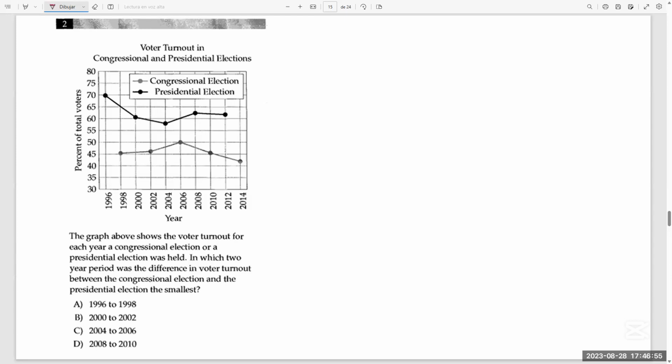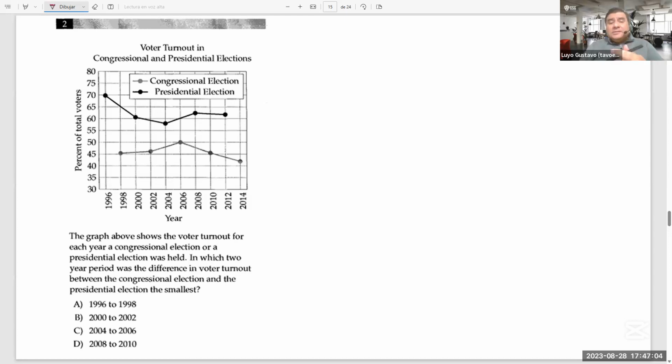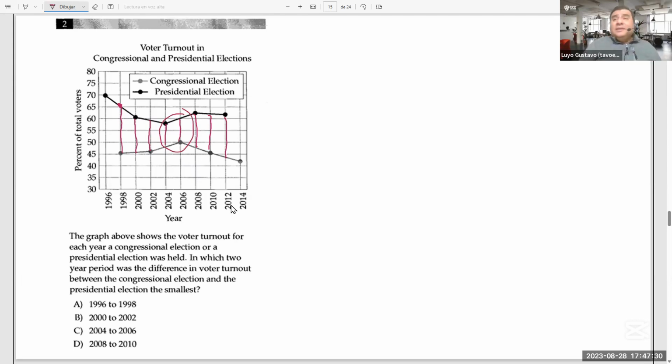Okay, people, you got it. Actually, what we're looking for here is this difference. We're comparing the difference between the two curves, for example, this point and this point. The length of this segment signals the difference of the voters' turnouts. As you can see, if we draw the segments connecting the two graphs in all years, you can see clearly that here is where the difference of turnouts is the least possible. So it must be option C.